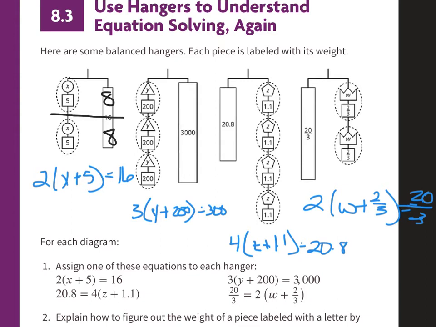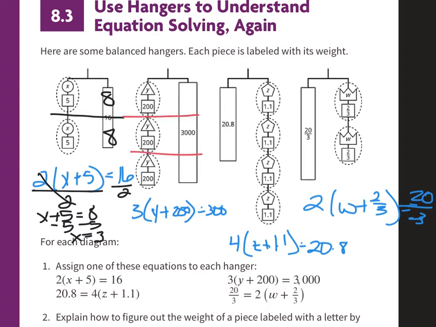If I were to solve this using the equation, divide both sides by 2, just what I did up there, I cut it in half, and then I have x plus 5 equals 8, minus 5 from both sides, x equals 3.